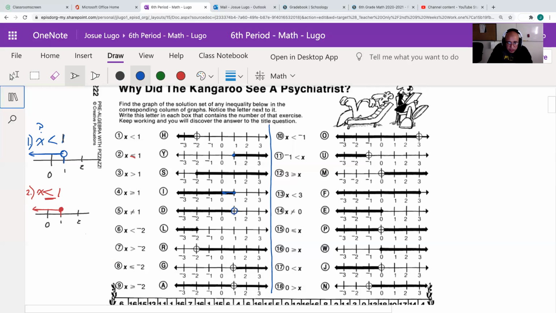Here we have an open circle on number 1. Okay. And it's going to the left. That is exactly what I'm looking for. Ladies and gentlemen, the answer to number 1 is D.